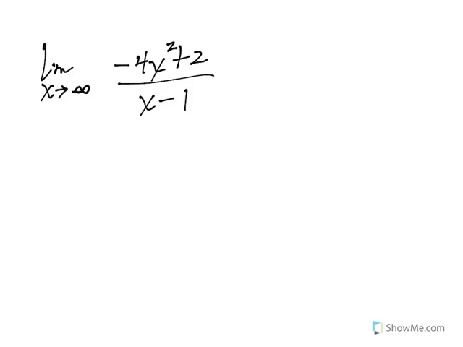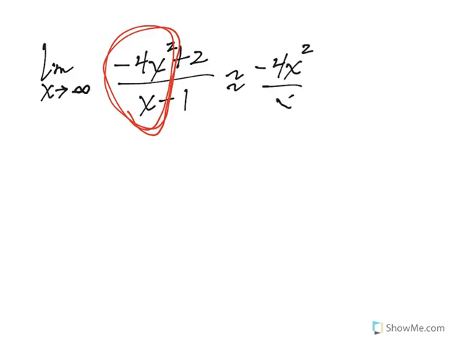Let's take a look at the last possible combination, right? We had equally powerful, we had bottom heavy, and now we're going to look at a top heavy example. So now I'm going to positive infinity. Just like in the last two examples, I'm looking at my most dominant terms in the top and the bottom. That's -4x squared in the top and x in the bottom. So I'm going to say that that is roughly equal to -4x squared all over x.